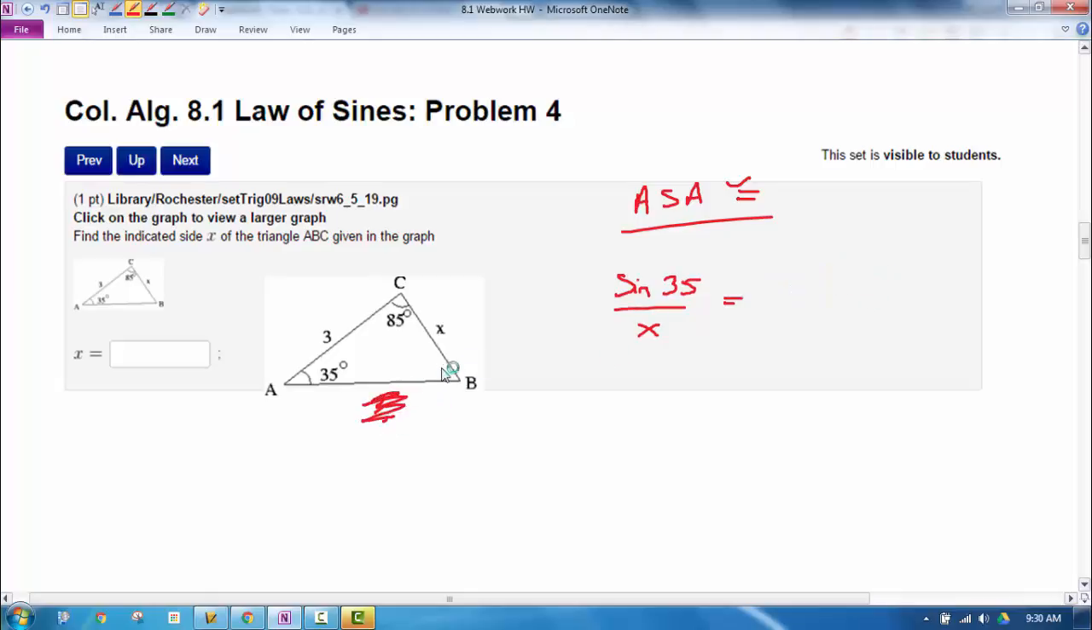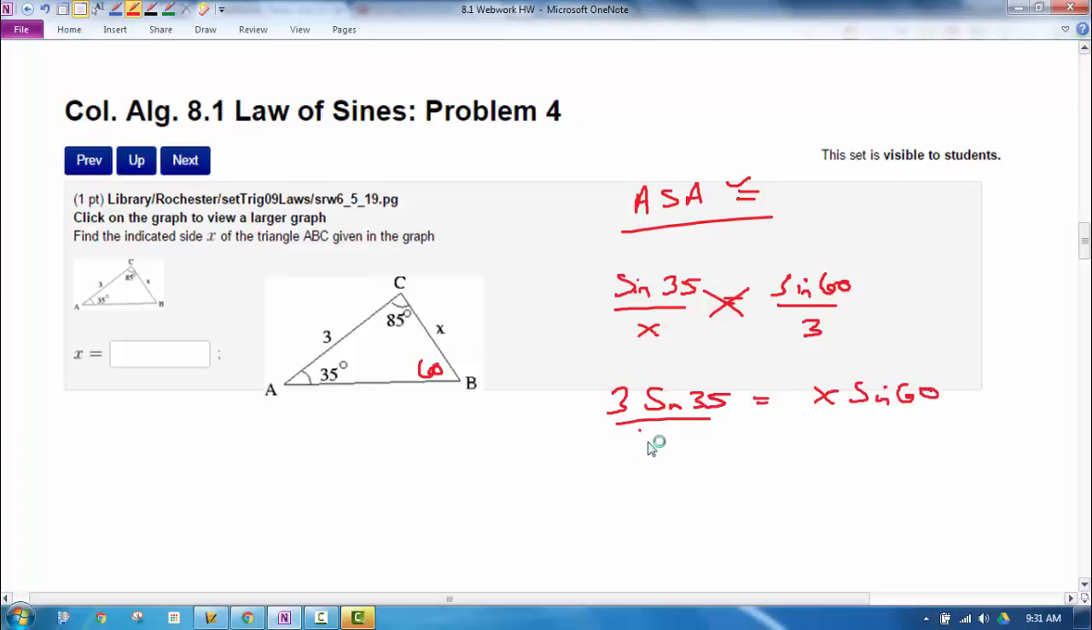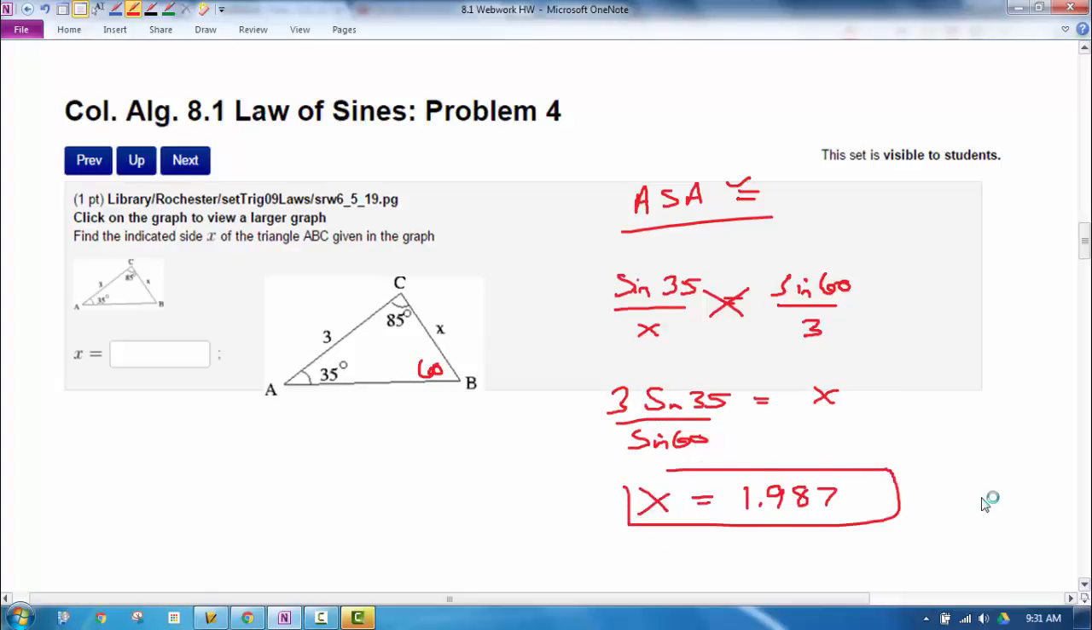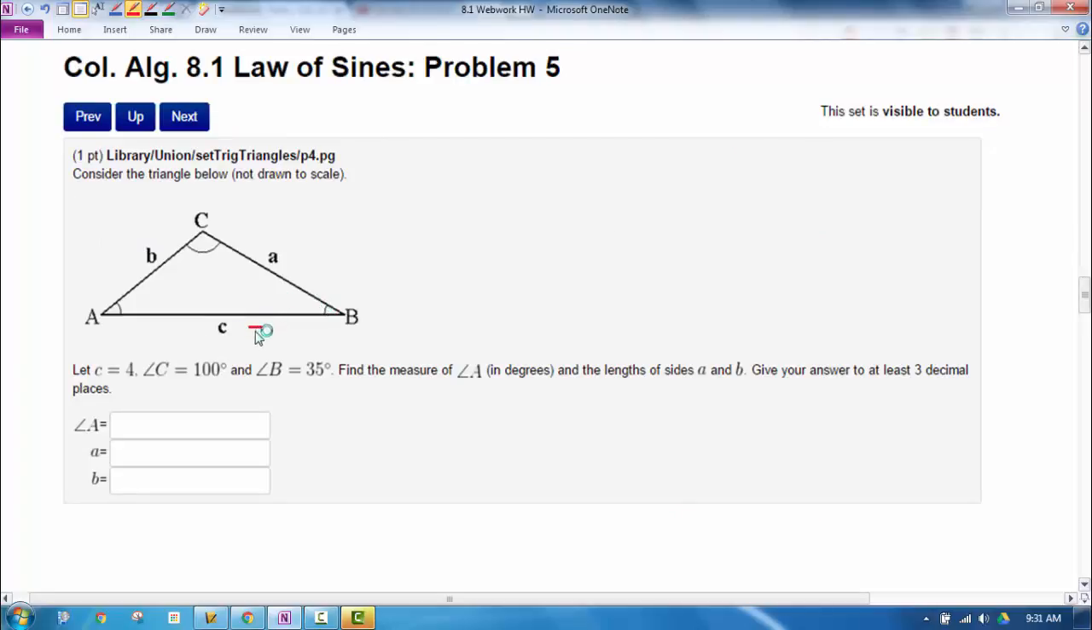Let's find angle B by subtracting from 180, which is 60. So we'll use the sine of 60 over its opposite side, which we have is 3. So cross multiply: 3 sine of 35 equals x sine of 60. Divide both sides by the sine of 60, and you get 1.987.